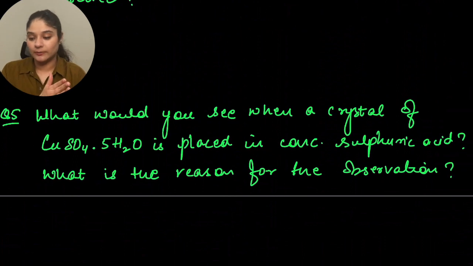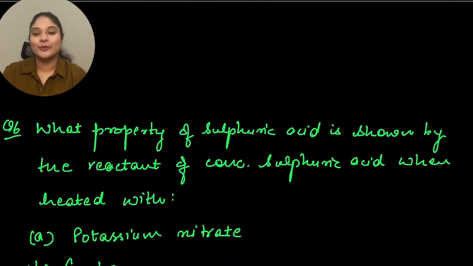The observation will be that blue colored crystals crumble down to form a white powder. This is your observation. And why is that happening? That is because sulfuric acid acts as a dehydrating agent, and the water of crystallization is removed from your CuSO4.5H2O, from copper sulfate. The water of crystallization is removed because sulfuric acid is acting as a dehydrating agent. So in the first sentence, the observation; second sentence, the reason. Let's move to question number 6.